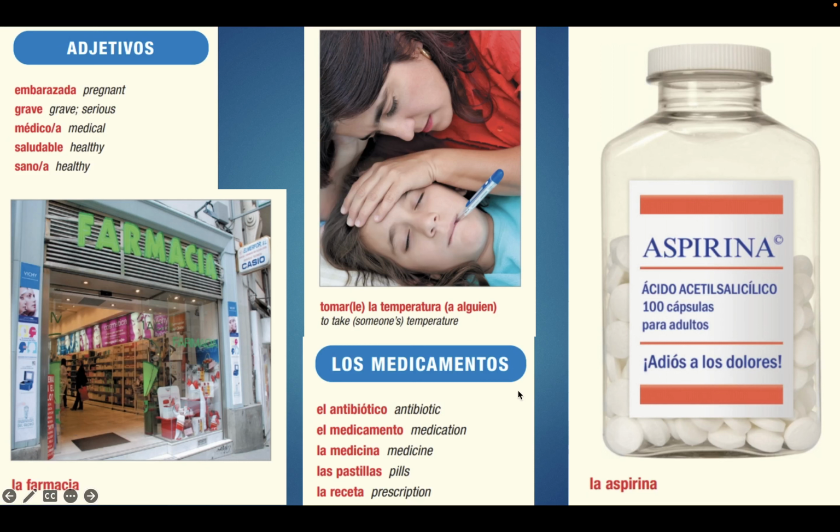Over here on the right, you have this giant bottle of aspirina, which is aspirin, and it says adiós a los dolores, goodbye to pains. El antibiótico, an antibiotic. El medicamento, we already talked about, was medication. La medicina, medicine. Las pastillas are pills. And la receta, the prescription.